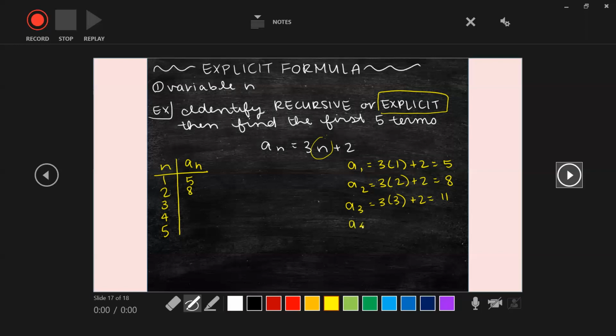And Ethan, a sub 4. 3 times 4 plus 2, it's going to be what? 14. And a sub 5, Caden. A sub 5 equals 3 times 5 plus 2. Very good. I like how you read that off. And that's going to be 17.